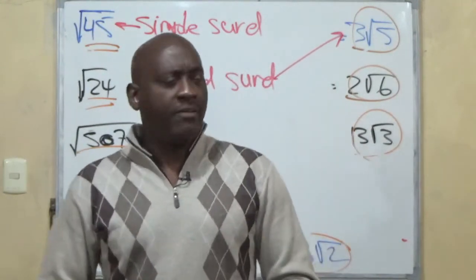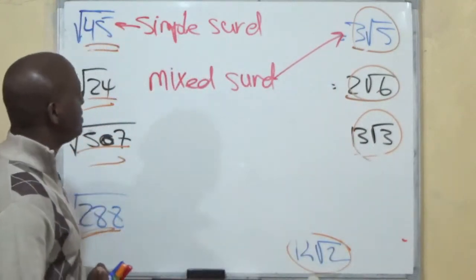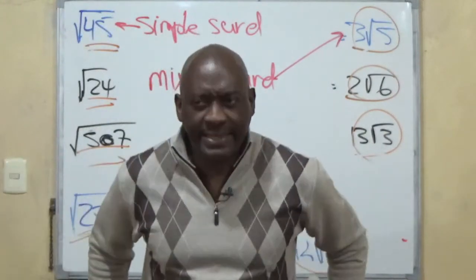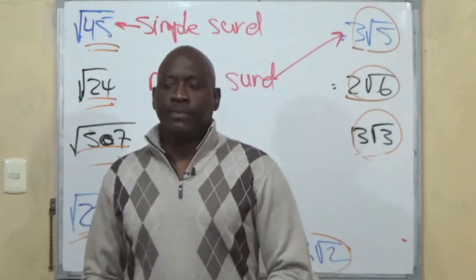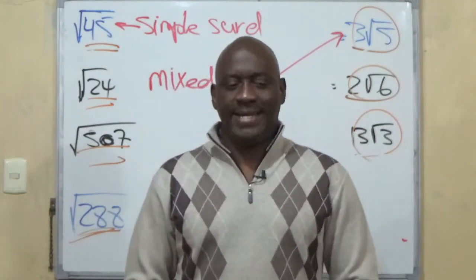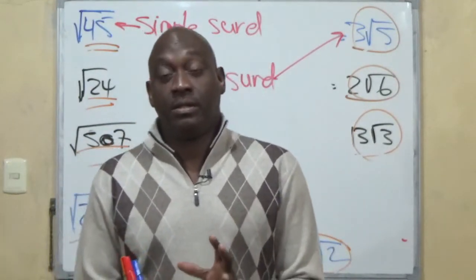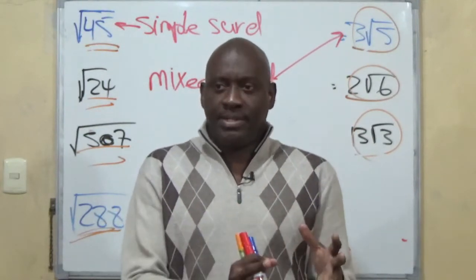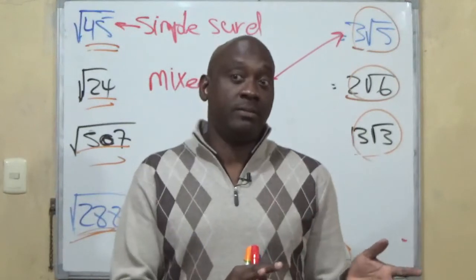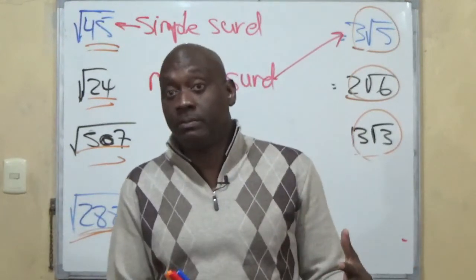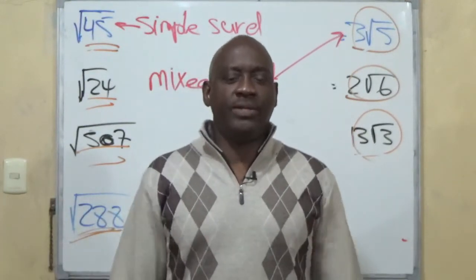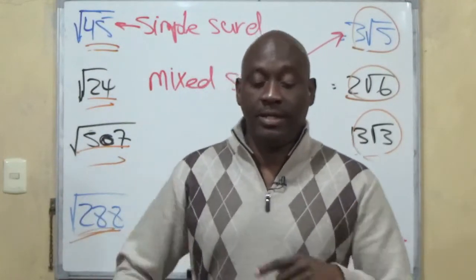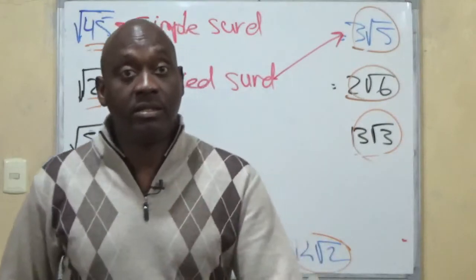So you have mixed surds, you have simple surds, and then you have what we refer to as a compound surd. A compound surd is a combination of either a mixed surd and a simple surd, or two mixed surds, or two simple surds. So in other words, any combination, and the combination has to be either addition or subtraction.